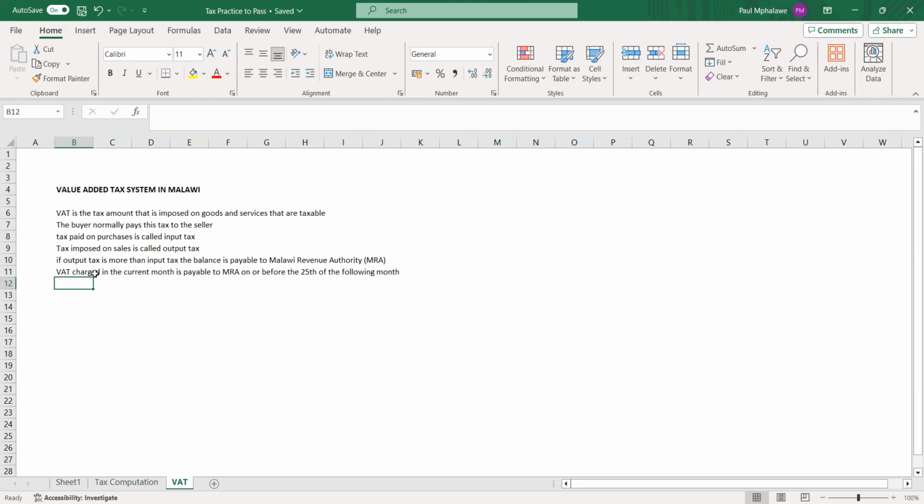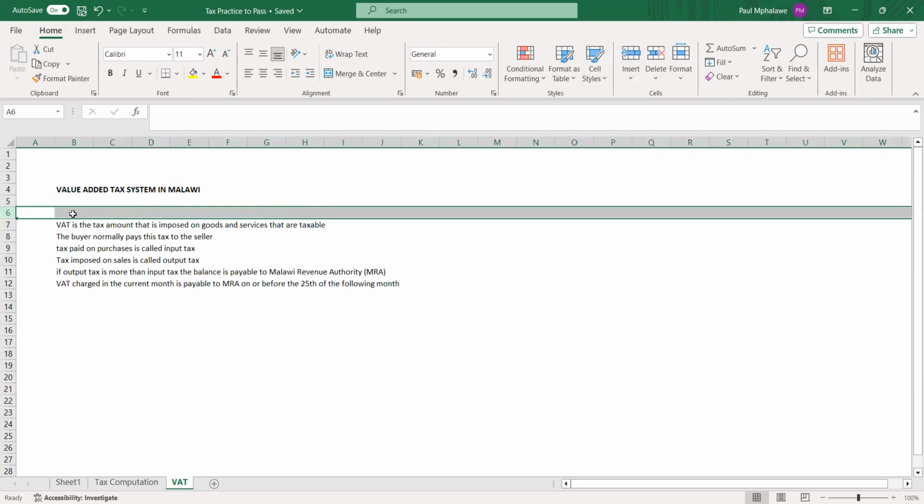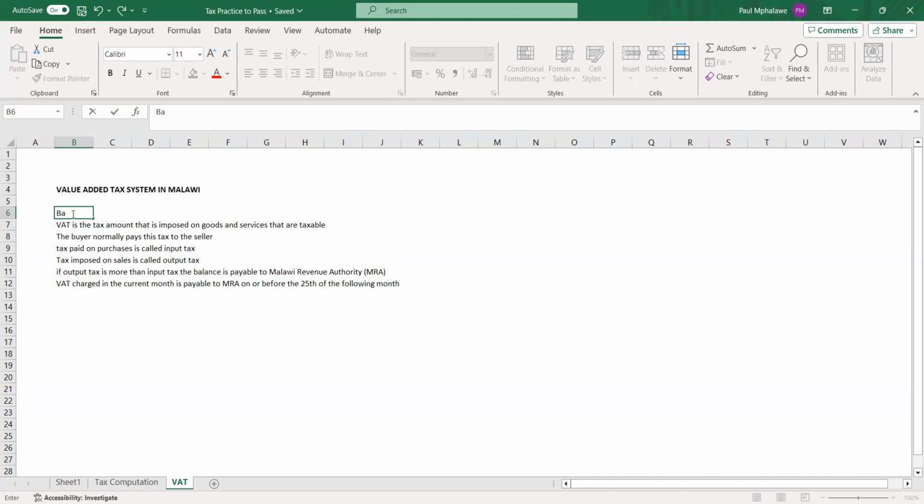Okay, so a bit of background. All what you're doing here is a background of the Malawi VAT system. Okay, what else should we be aware of?